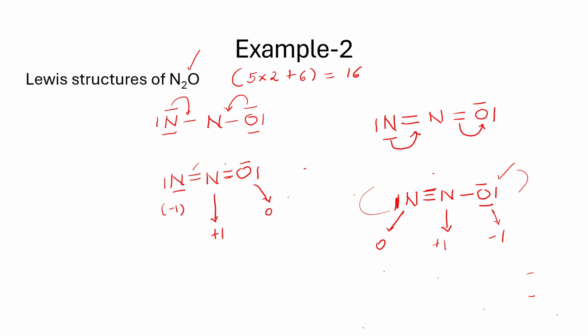So I hope these examples have clarified how the idea of formal charge is applied to establish the stability of Lewis structure. I hope you found this useful.